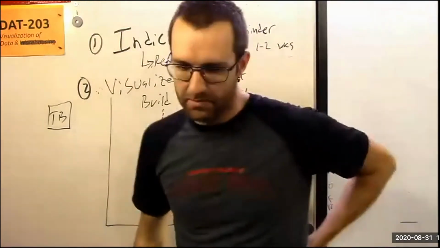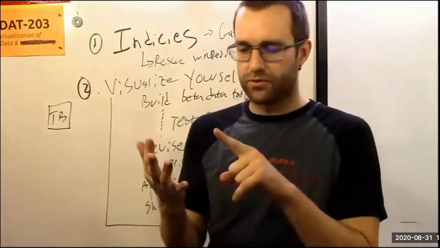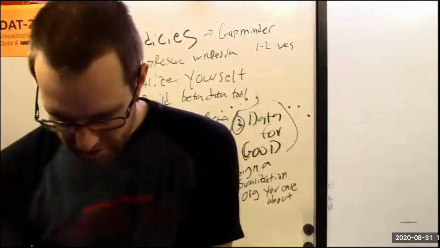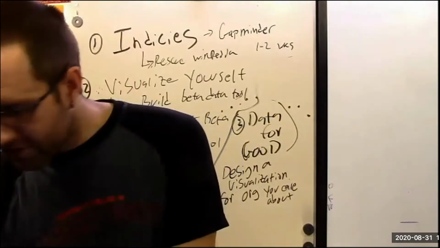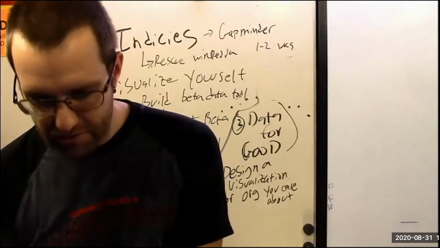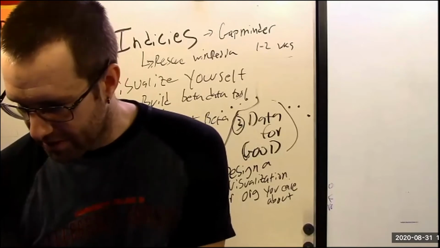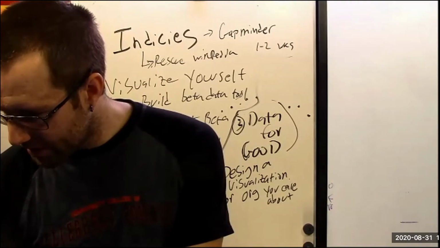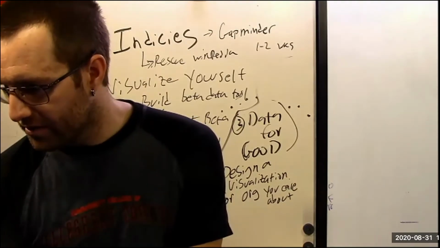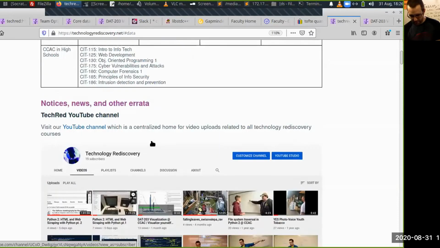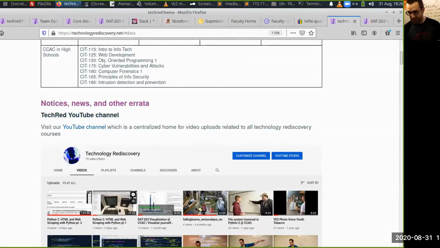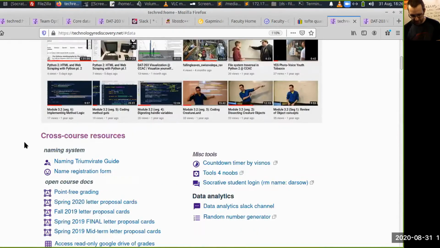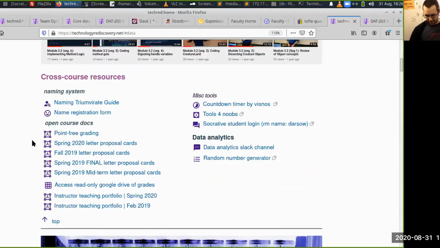And the first is I'm going to invite you to choose two names for a total of three names. I call it the naming triumvirate. And so if you join me on technology rediscovery, on the first section, cross-course resources are the links we need.